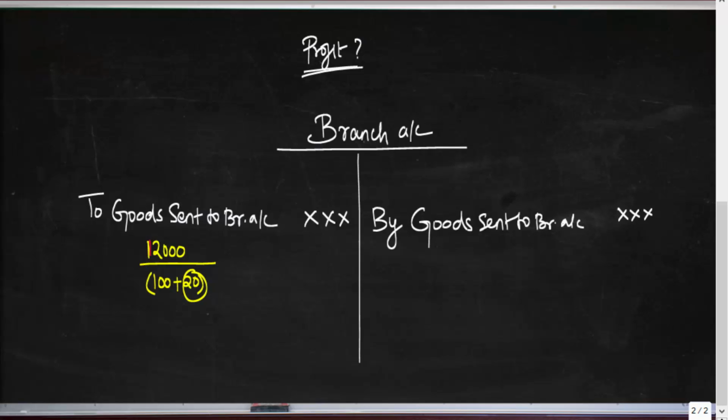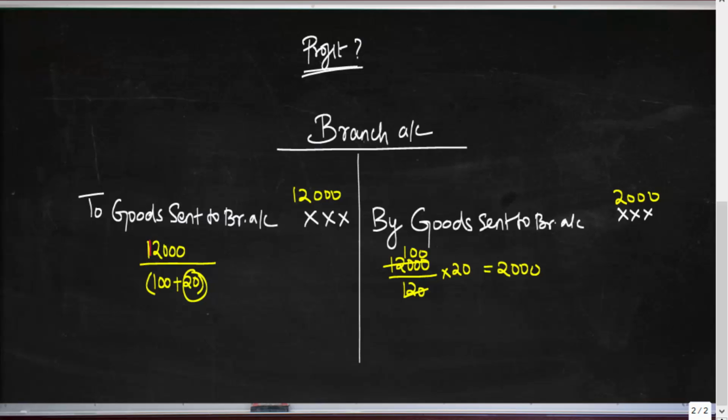How do we find out the profit? Profit is 12,000 divided by 120 multiplied by 20. So we get 2,000. Here I can write the value as 2,000, and here the value is 12,000. On debit we have 12,000, on credit we have 2,000, so the net is 10,000, and that is the cost of goods that has been sent to the branch. In that way we arrive at the cost of goods sent to branch.